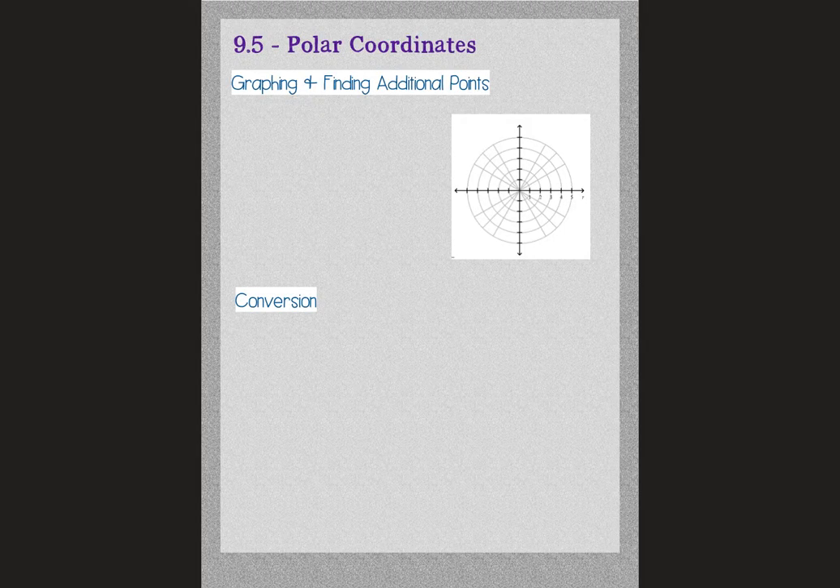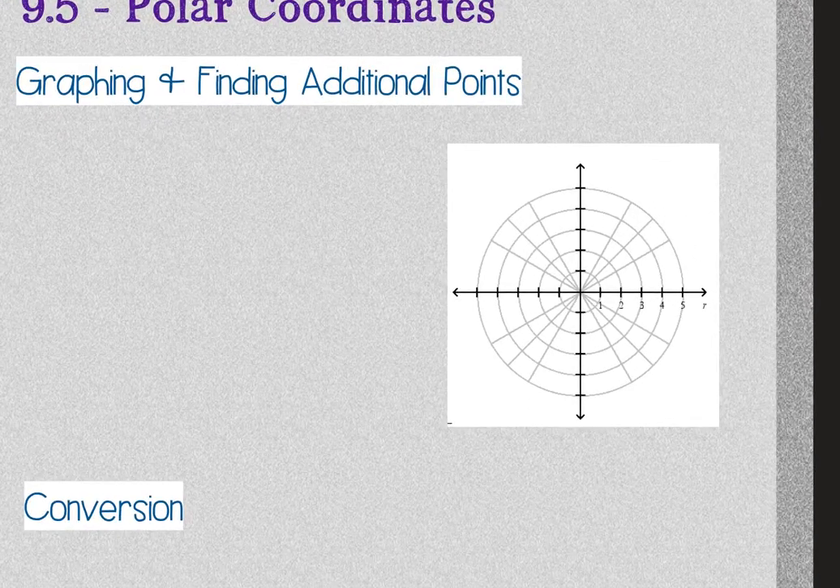Okay, then came 9.5. So 9.5 was just your polar coordinate points. So the first part was graphing and finding additional points. So remember, if you had, like, let's say I have 2 and pi over 3. I'm going to go to pi over 3, which is this one. And I go to the second ring and I plot a point. This would be 2 pi over 3.